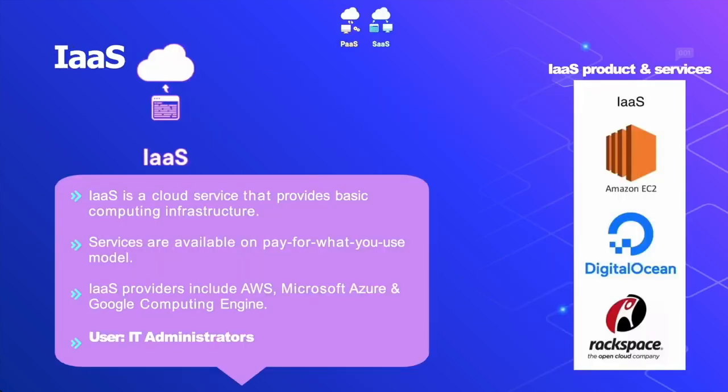Coming to infrastructure as a service, it offers essential compute, storage, and networking infrastructure that organizations can leverage on demand without needing to purchase and maintain hardware. Examples of infrastructure as a service are virtual machines, servers, networking, and operating systems that power workloads. Leading providers are Amazon AWS, Microsoft Azure, and Google Compute Engine. Typical users are IT administrators who are in charge of infrastructure operations.